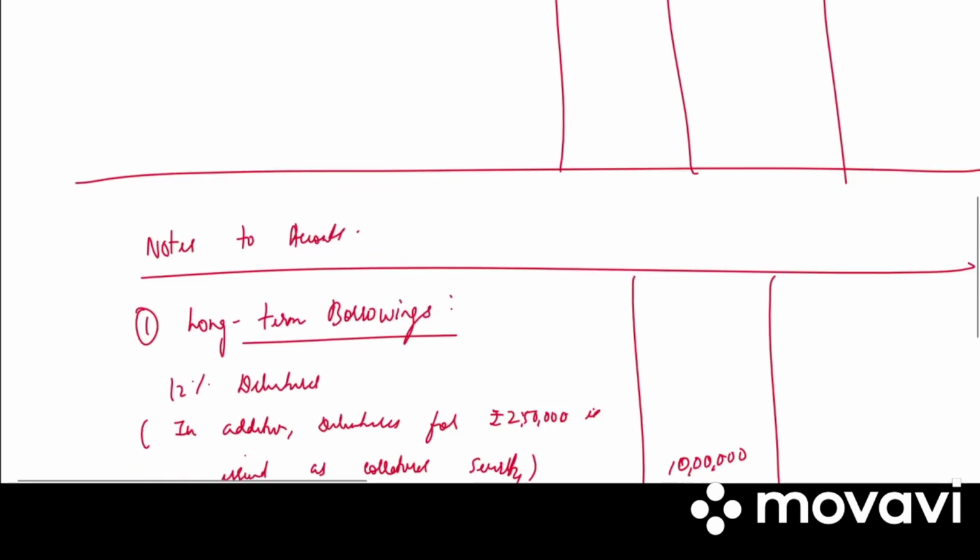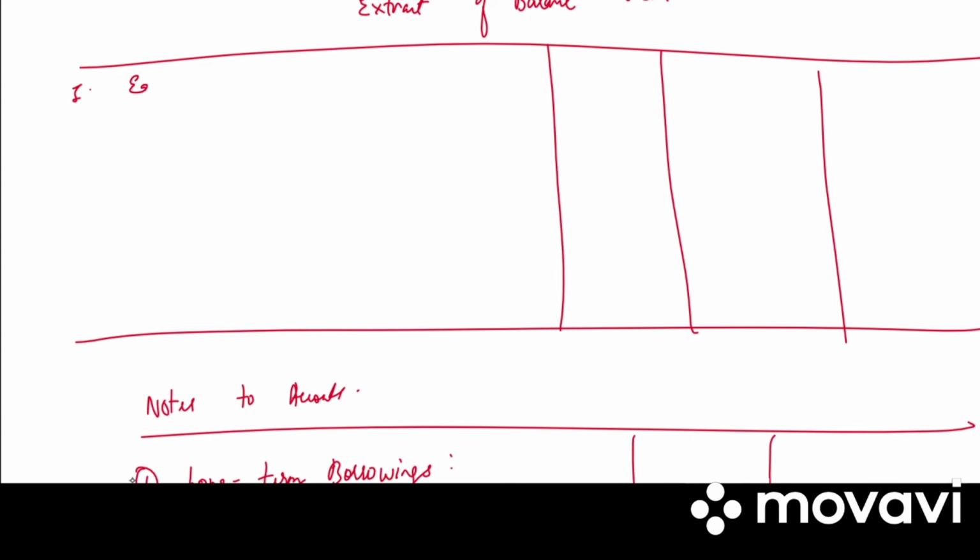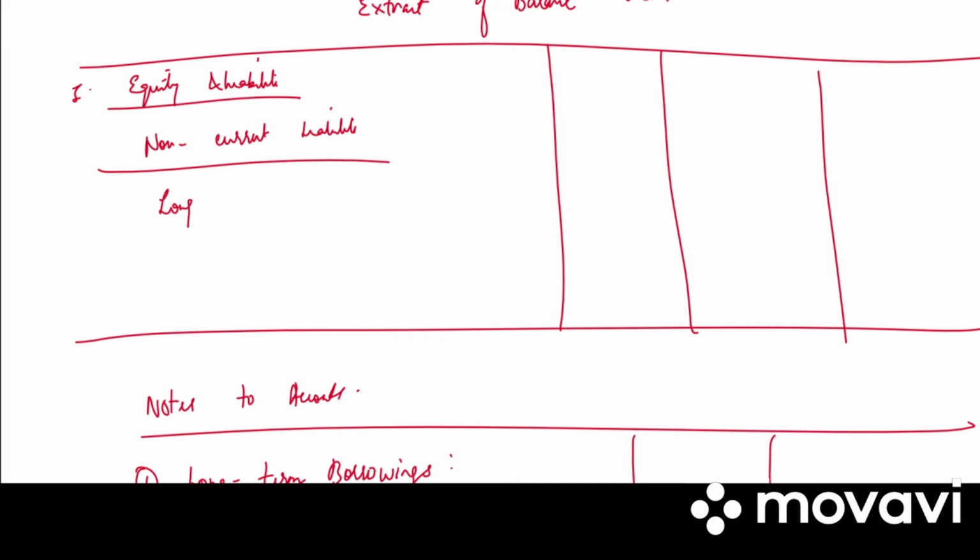Now go to your balance sheet. First one, equity and liabilities. Under that, non-current liabilities. Under that, long-term borrowings. Note number 1, 12 lakh rupees.